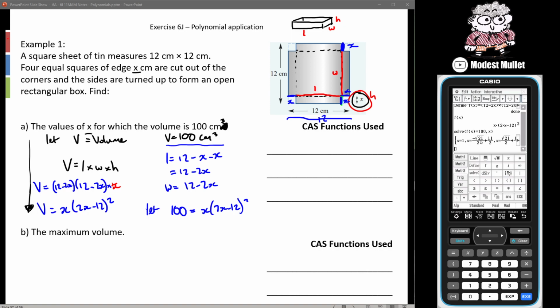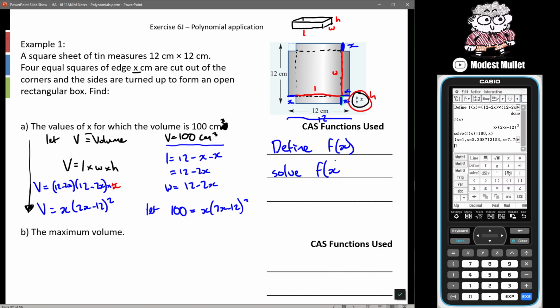So we get a whole bunch of values here. We can also click on standard and change it to decimal, and click back in our line and hit enter, and now it's going to give it to me in decimal places. So what are the functions that we used? We had define f of x, and then we did solve f of x is equal to 100 comma x.